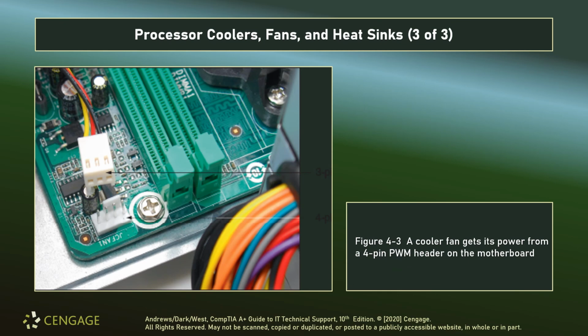Now here we can see a standard cooler fan attachment. We can see that we're connecting 3 out of the 4 pins on this particular connector. We see it says JC Fan 1, if you can read that upside down. So that is a mini Molex or Berg connector that is going to provide that connectivity.